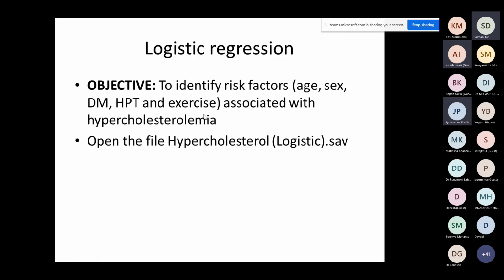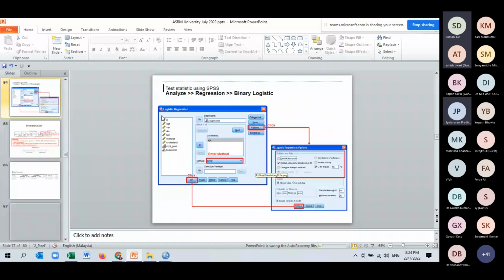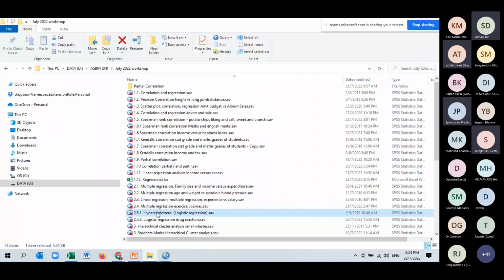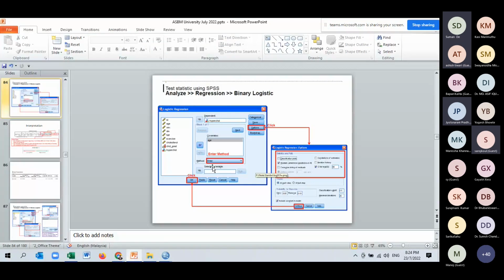So please open the file. You will have this window. Open the file Hypercholesterol 2.51. I'm going to go through only one simple example, sorry, simple binary logistic regression: the effect of age on hypercholesterol. As age increases by 1 year, how much does the risk of being hypercholesterol increase?